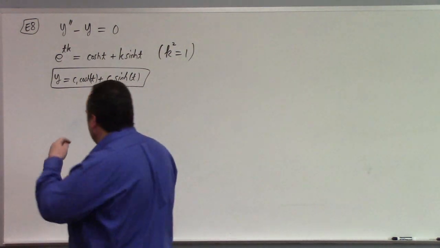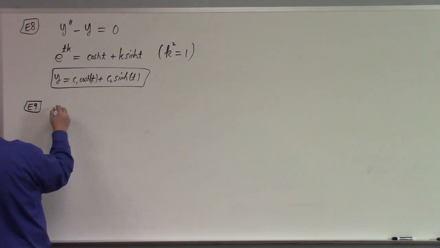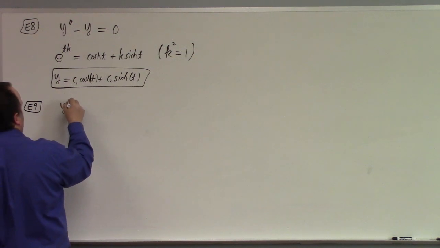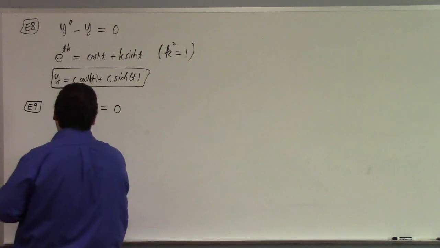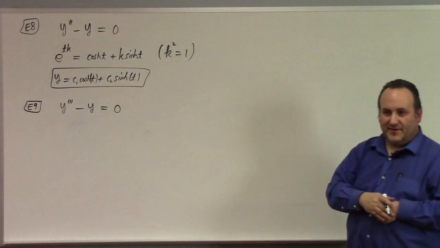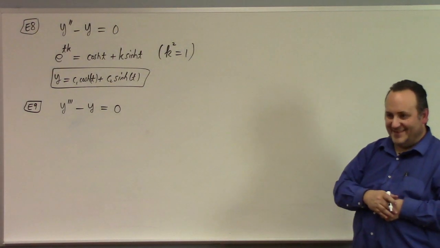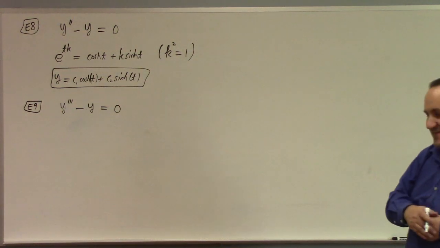And we can play these games all day long. Let me bump it up a notch here. Example 9. What if we're studying, say, y prime prime prime minus y equals 0? This is a third order differential equation. All right? This is the Three Stooges, yes. You've seen through my plan.